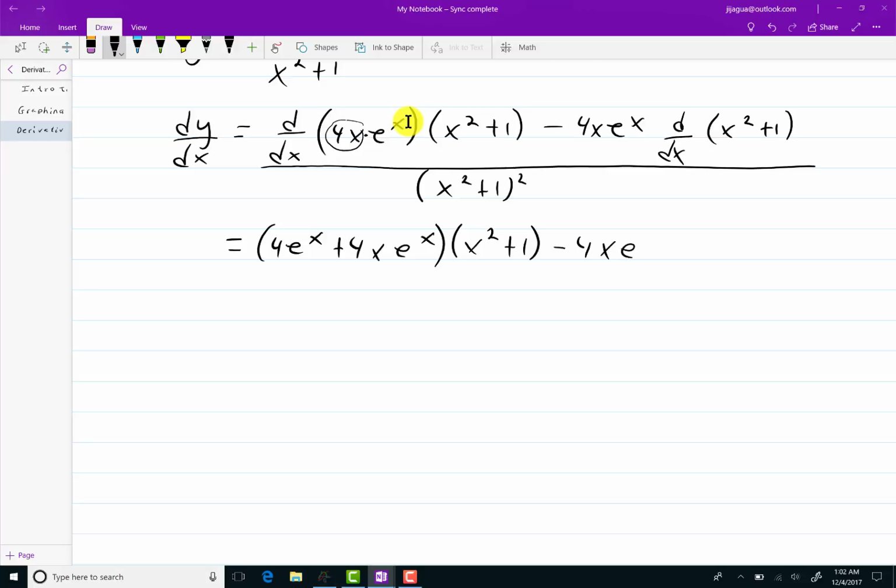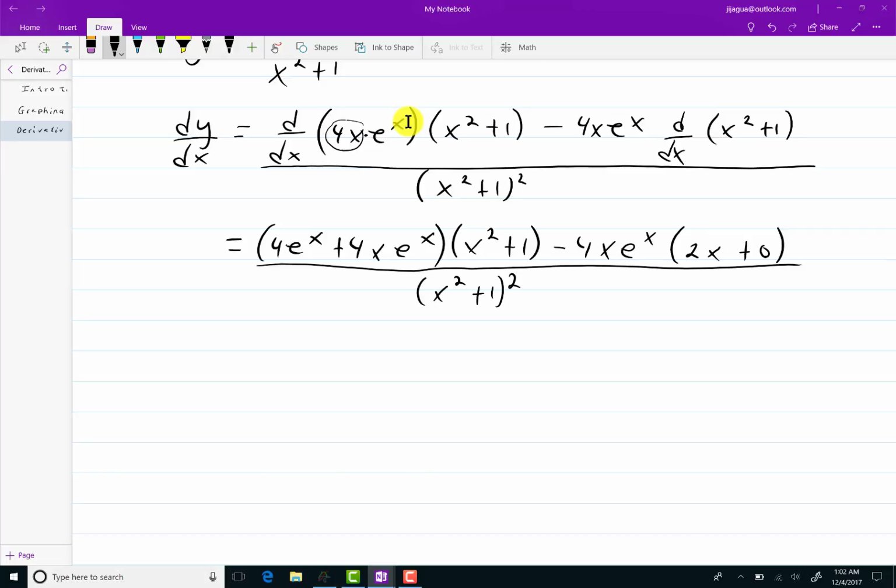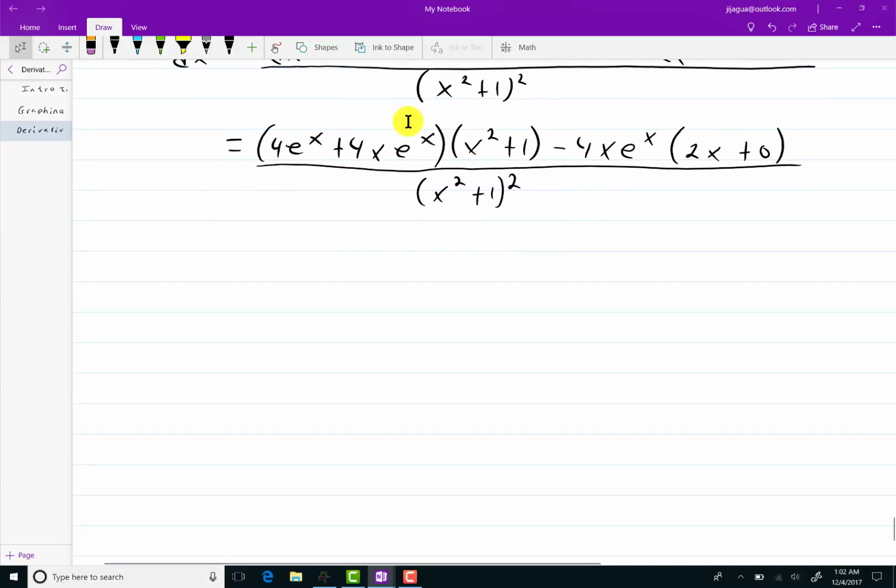Minus 4x e to the x. The derivative of the second piece is just the power and constant rule combined. I'm going to get 2x plus 0. Nothing to do in the denominator except rewrite it. X squared plus 1 squared. Once again, don't bother simplifying things. In fact, even if you leave that 0 right there, that's fine with me.